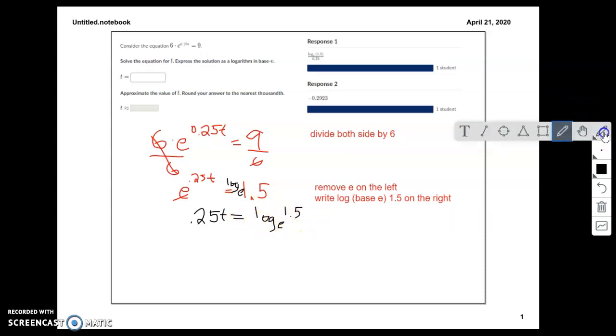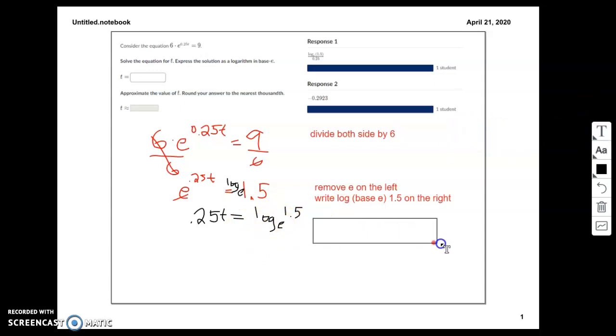And then the last step is you did what? Let me just write this on here. The last step was to do what? Divide both sides by 0.25. Okay, so that's perfect. You divide one side by 0.25, and the other side divided by 0.25.